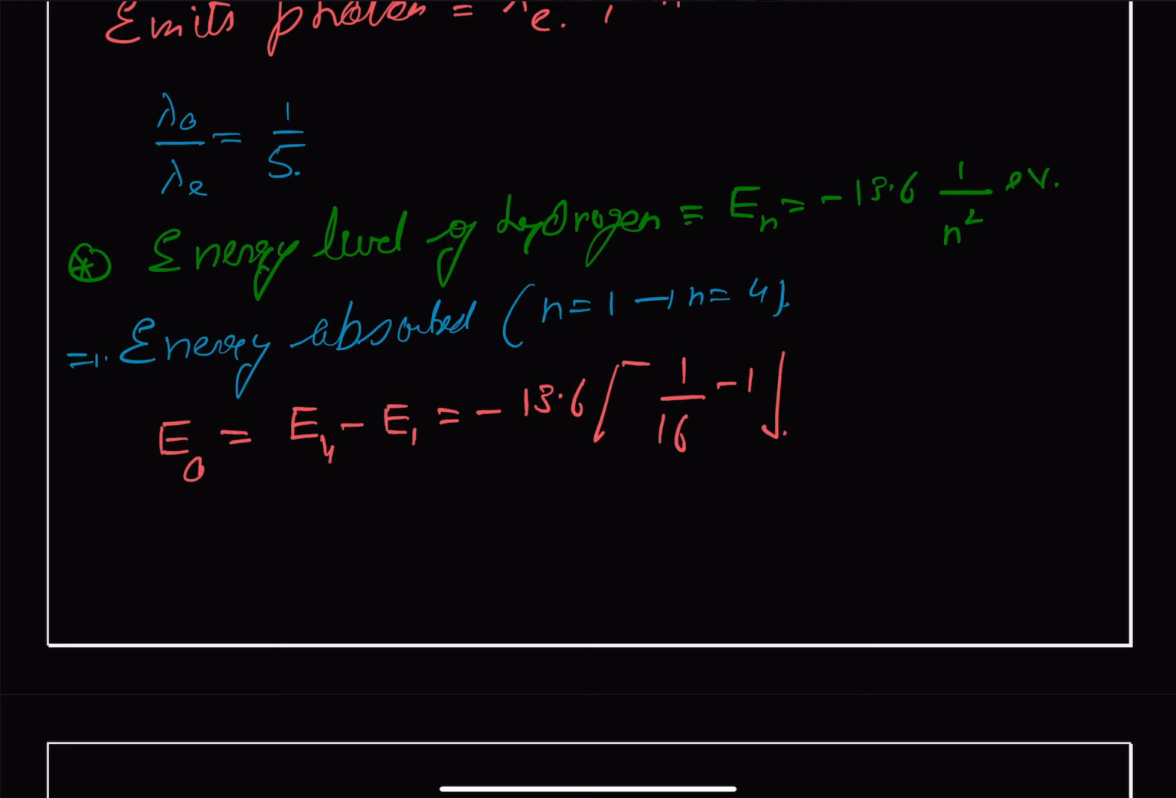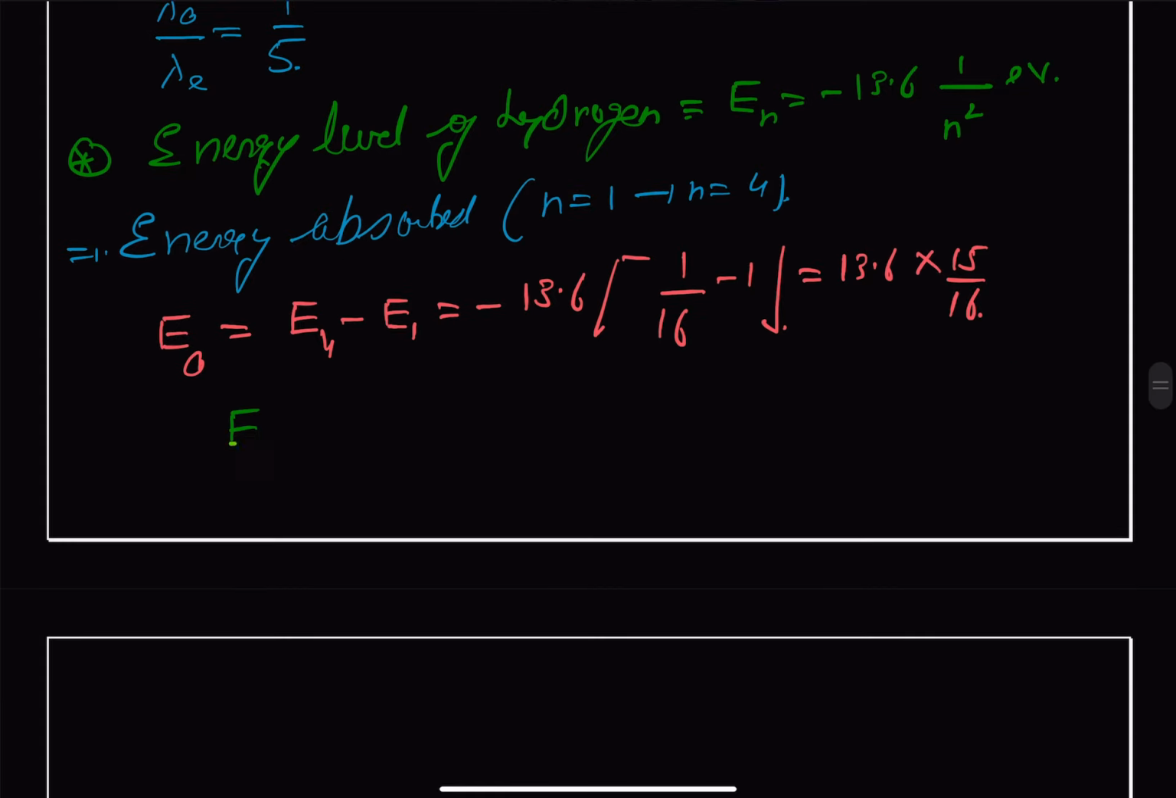And this will be coming as 15 upon 16, and this will be coming as 13.6 multiplied by 15 upon 16. So we get energy in the first case, transition from n equal to 1 to n equal to 4, it will be approximately equal to 12.75 electron volt.